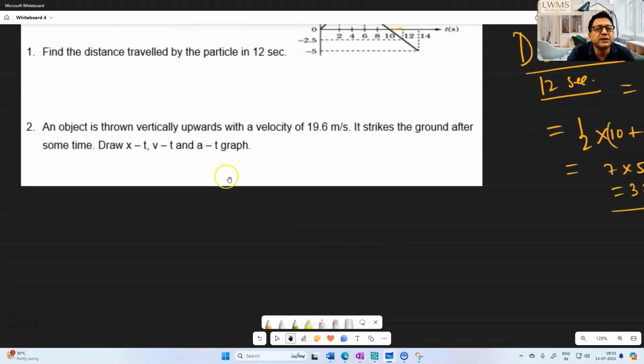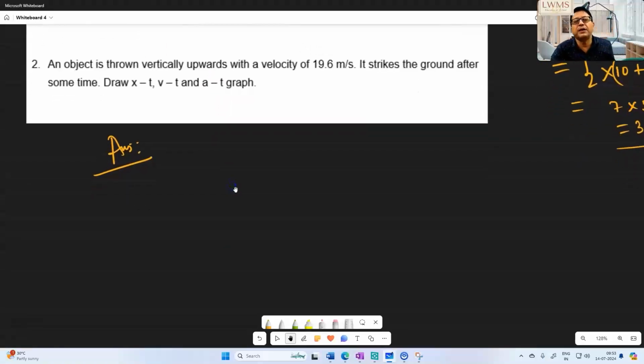Now this one. This is a very important topic for both school-based examination and entrance examination. Concept is very important. An object is thrown vertically upward with a velocity of 19.6 meter per second. It strikes the ground after some time. Draw x-t, v-t and a-t graph. Let me do it. Object is thrown vertically upward with a velocity of 19.6 meter per second, and it strikes the ground after some time.